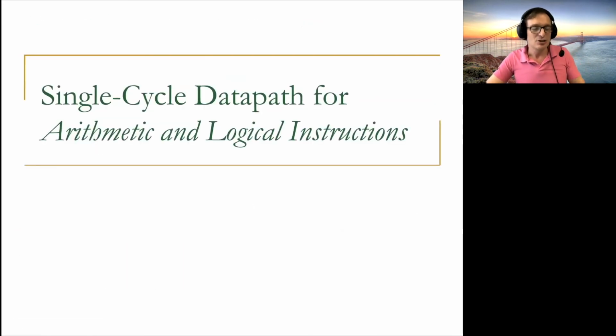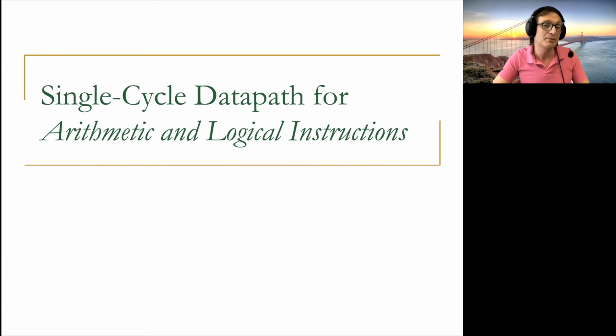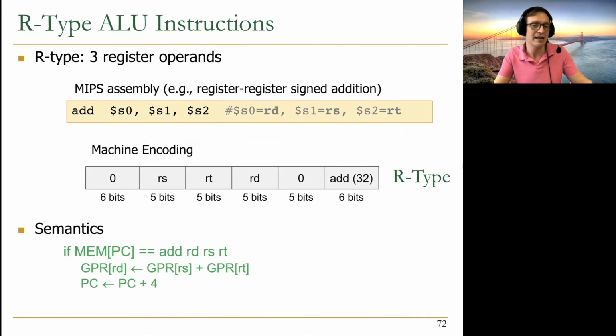These are easy. So basically, how do you build a data path? You have an ISA specification as a designer. You basically say, I'm going to implement this ISA. And then you go and implement the ISA, right? So let's take a look at the R-type ALU instructions. Remember, these are MIPS R-type ALU instructions. They have 3 register operands. They do register-to-register signed addition.